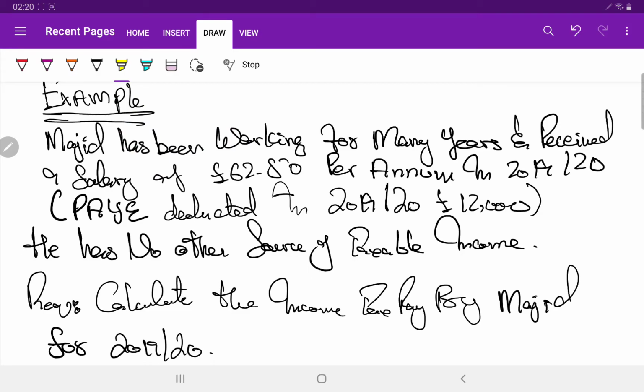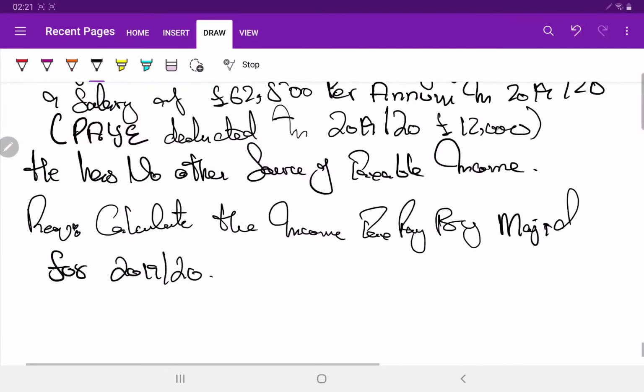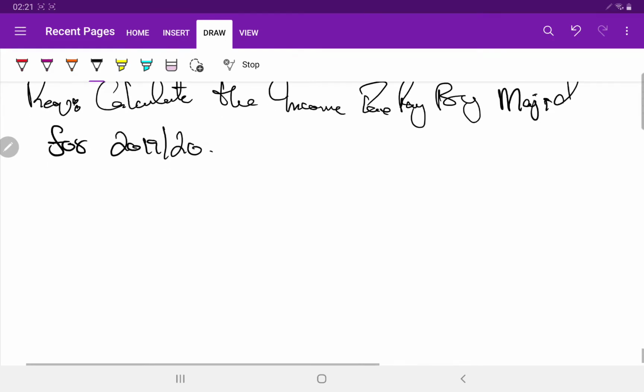Majid has been working for many years and received a salary of 62,500 per annum in 2019-20. PAYE deducted in 2019-20 was 12,000. He has no other sources of taxable income. We have to calculate the income tax liability paid by Majid for 2019-20.